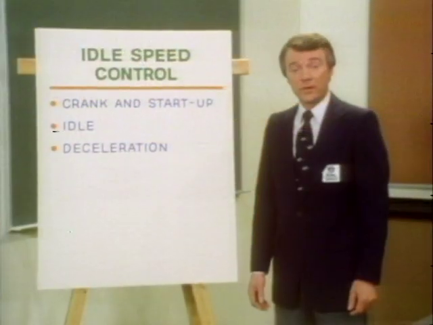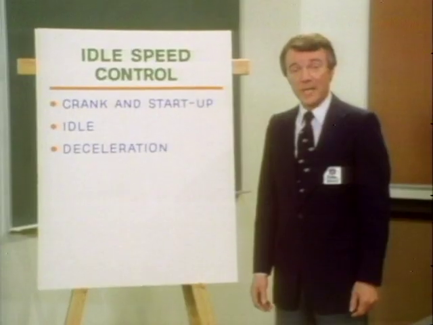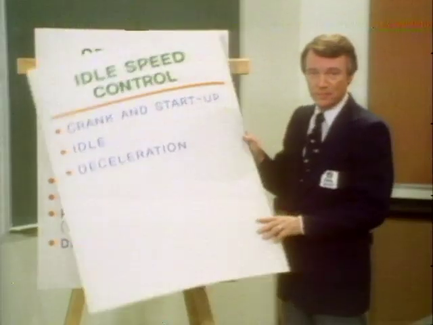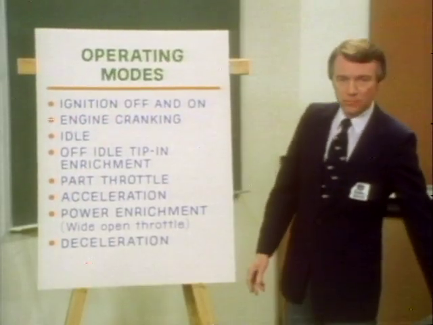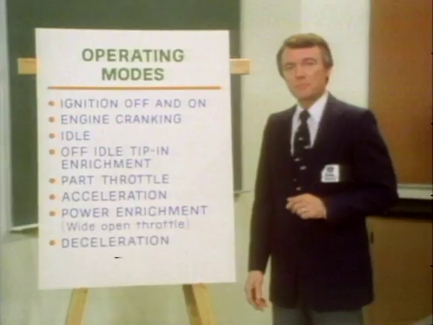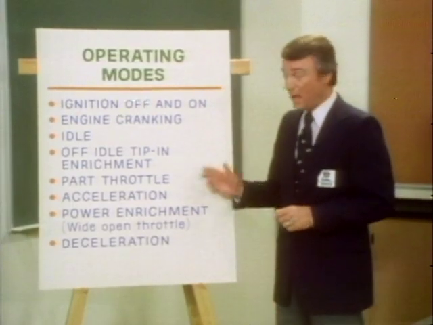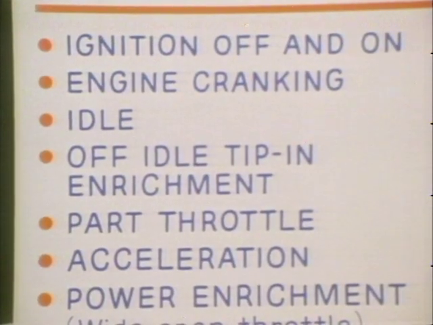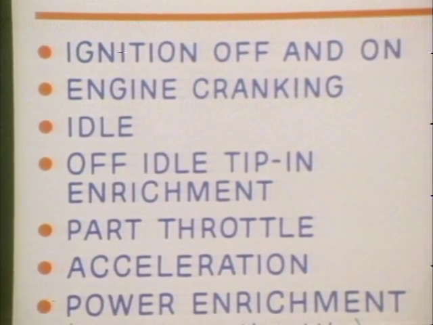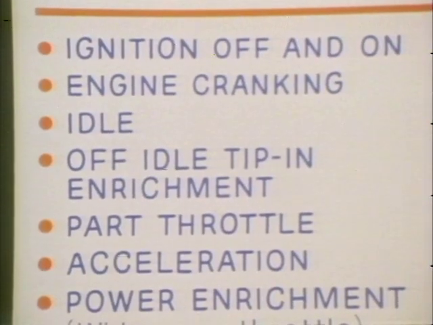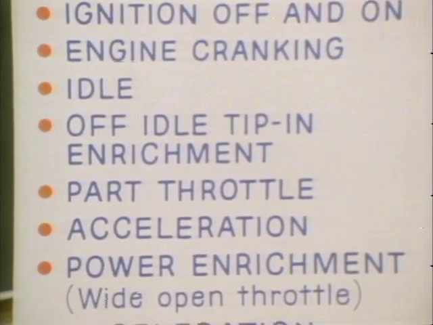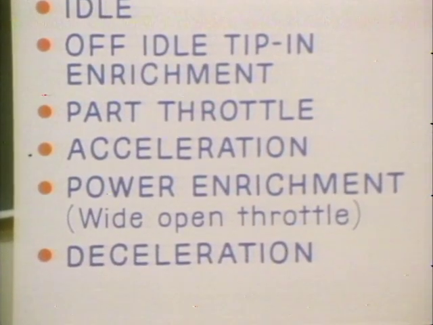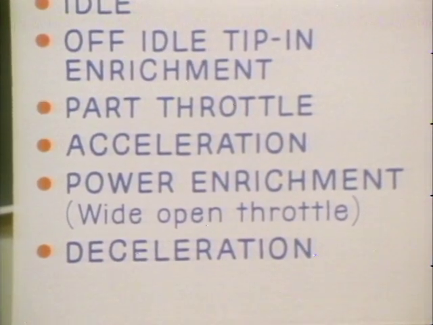Since we have reviewed the various DFI sensors, switches, and engine systems, the next step is to gather all this information together and look at it in terms of actual vehicle operation. We'll do this by discussing what occurs during these 8 specific operating modes: ignition off and on, engine cranking, idle, off idle, tip-in enrichment, part throttle, acceleration, power enrichment or wide open throttle, and deceleration.